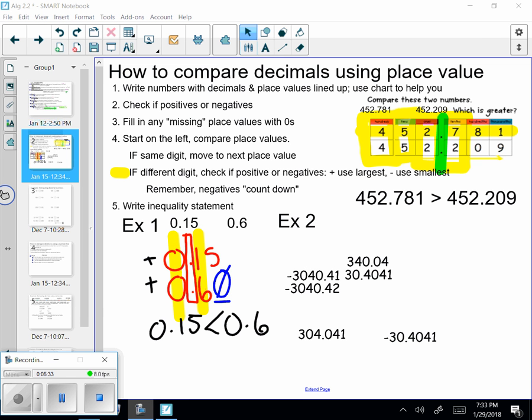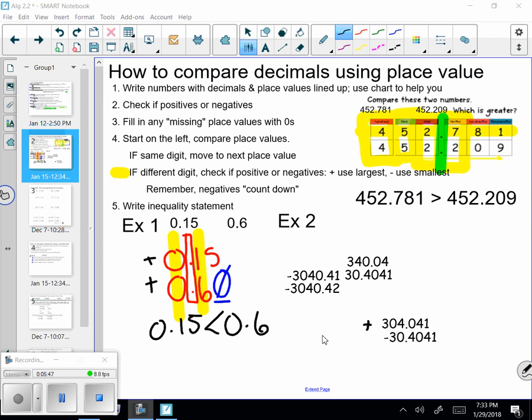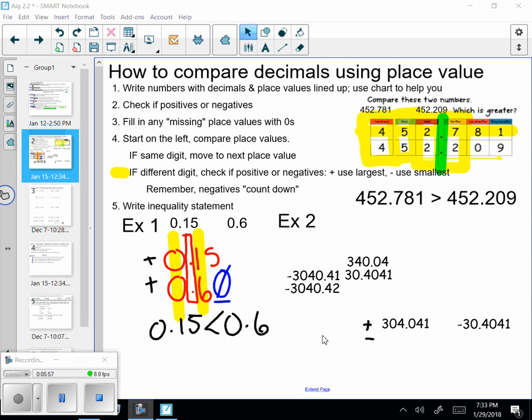Let's look at some examples where we might have positives and negatives. Step 1 says line them up. Line up your decimals. Step 2 says check if they're positive or negative. I have one positive and one negative. Well, this is easy. We know that positives are always bigger than negatives. I don't have any work to do except to make the inequality, our little alligator, eat the bigger number.